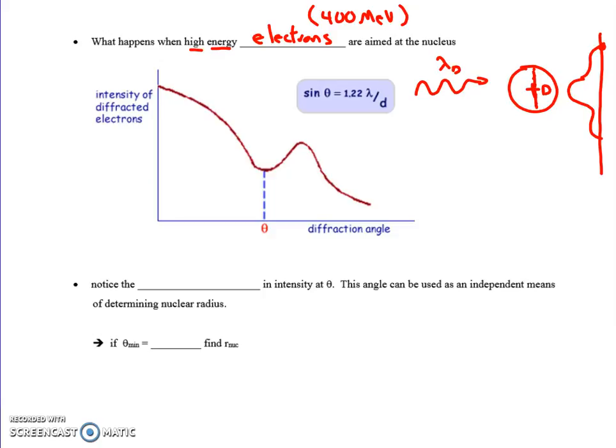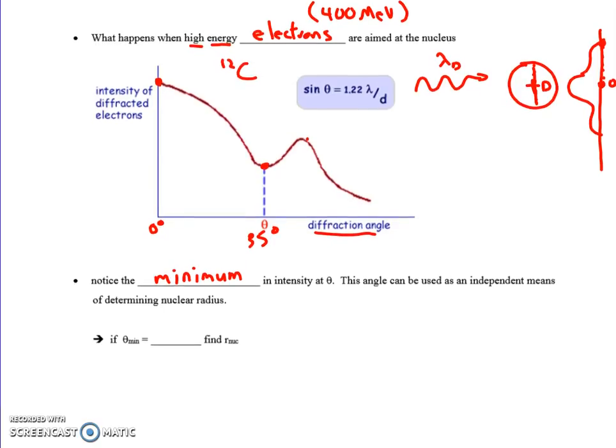So what you have here is the intensity of diffracted electrons when fired at a particular nucleus, versus the diffraction angle. In other words, if this is 0 degrees right there, we have an angle that goes along there. If you look closer, we see a peak like we'd expect at 0 degrees, and then it drops off, and then it rises again and drops off, and then this theta right here is our first minimum. In this case, let's say it corresponds to 35 degrees. This is, by the way, a carbon nucleus, carbon 12. So for carbon 12, that angle would be 35 degrees.